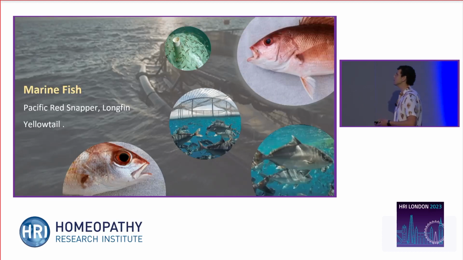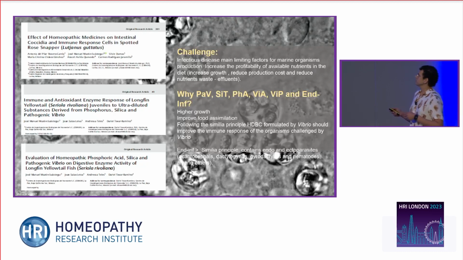So I want to talk about some things that we have done in the lab. I'm going to present some works in marine fish, in crustacean shrimps, and in some mollusks. For all the aquatic organisms being cultured in aquaculture, we have this major challenge that infectious disease is one of the main limiting factors for marine organism production. Also, there is a bottleneck where we want to increase the use of nutrients, which can be linked to increased growth and reduction of operational cost.